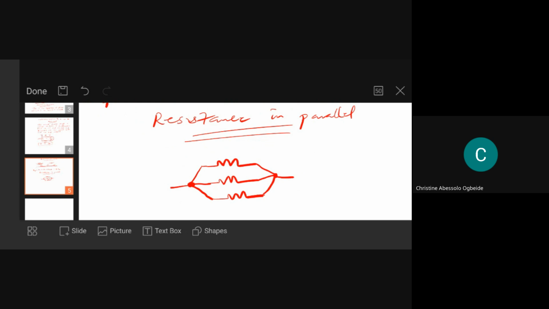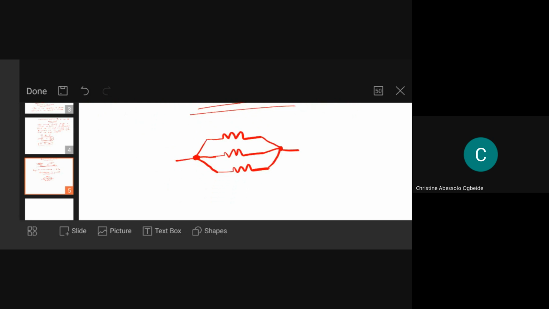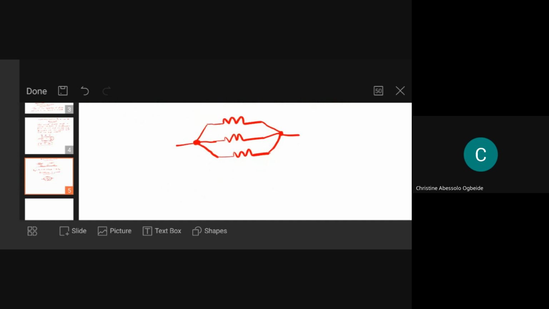I repeat, in parallel connection, the resistors are connected side by side, arranged such that their corresponding ends join together at two common junctions. And that's exactly what you see me try to demonstrate here. Then, if these resistors are connected in parallel, how do I find the total resistance in the circuit? Let me call this one here R1, this one here R2, and this one here R3. And then I want to find the total resistance flowing through the circuit.